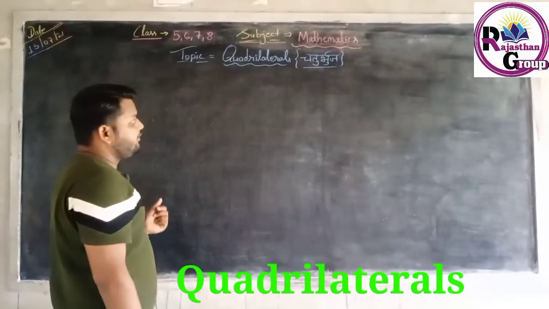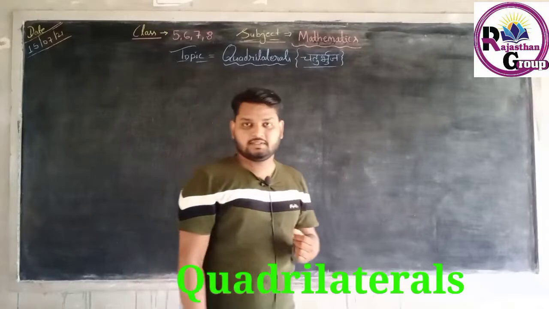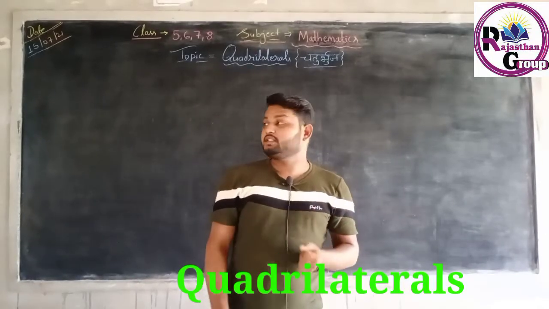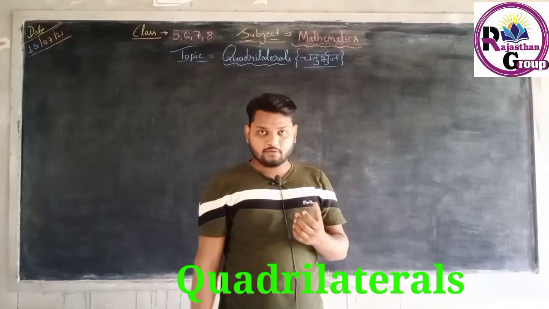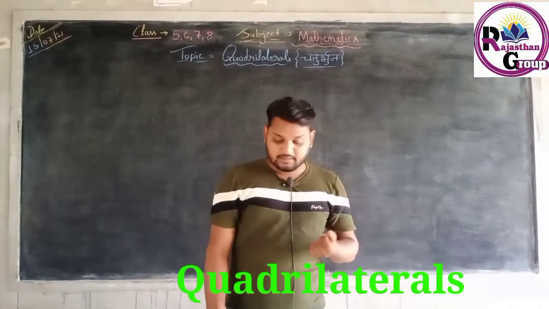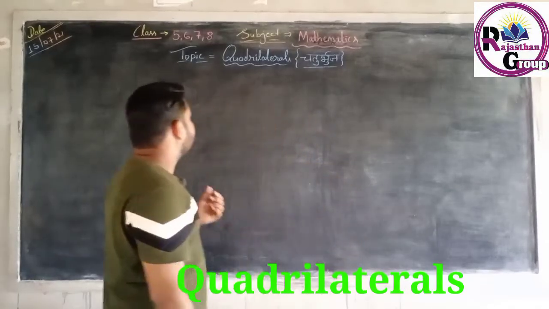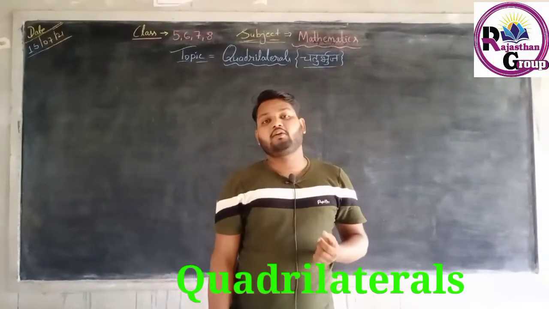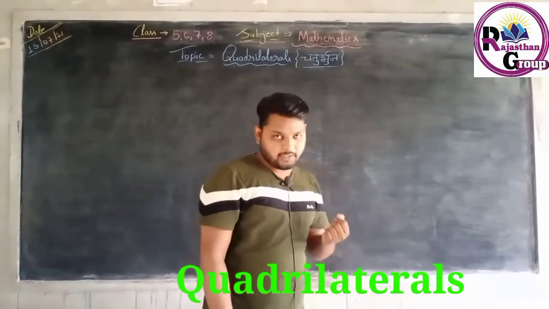figure which has four line segments, or you can say a polygon, because the quadrilateral is also a part of polygon which has four sides. Then you can say that the definition of quadrilateral is a polygon which has four line segments. Okay.